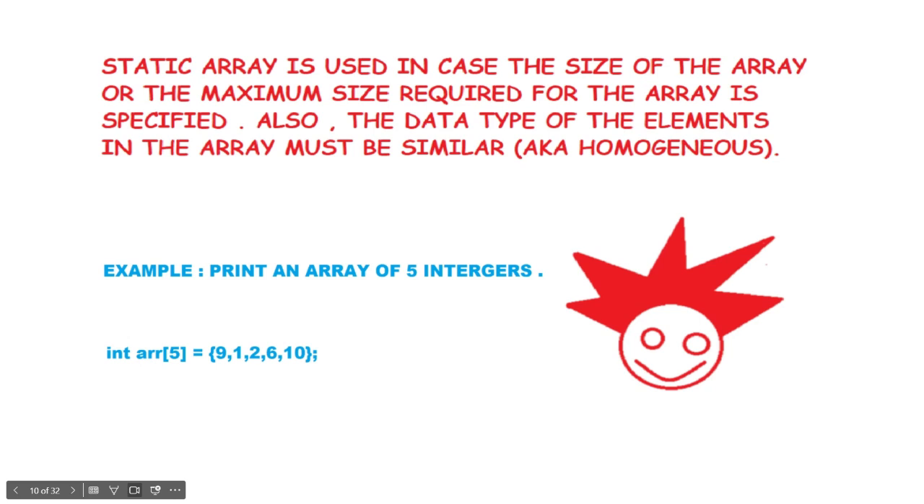So for example, you can see on the screen, there is a static array of 5 integers. All the elements inside the array are integers, so the array is homogeneous, and the size of the array is specified, which is 5. Each integer is going to take 4 bytes of memory. So this array of 5 integers is going to take a total of 5 times 4, which is 20 bytes of memory.